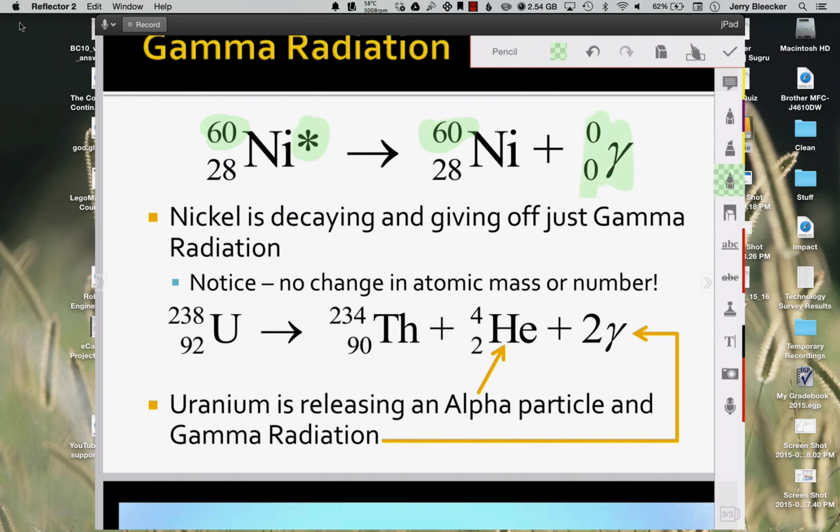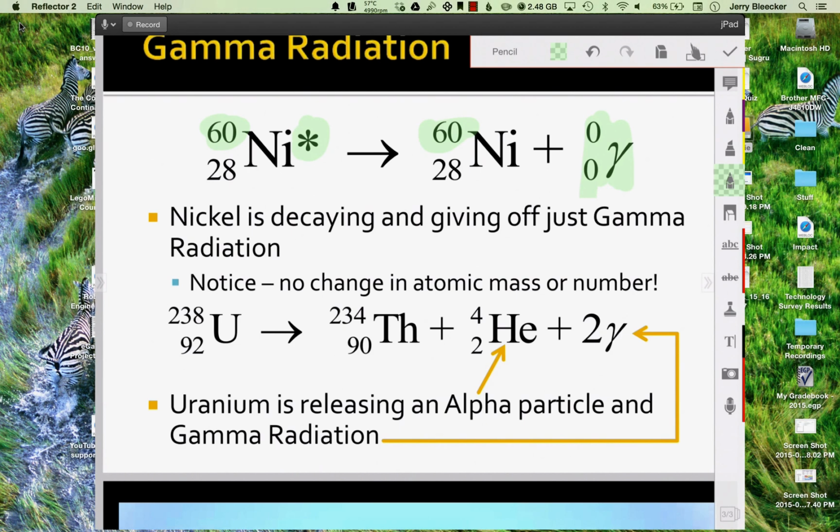So there you go. Once nickel's nucleus jostles around a little bit, it lets off some gamma radiation. It kind of cools off. It relaxes a little bit because it has released some of its energy. It's not a great explanation, but you want to think of it as being energetic and releasing some of that energy. But again, no change in mass or atomic number.